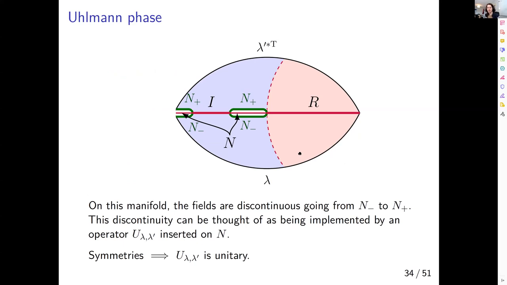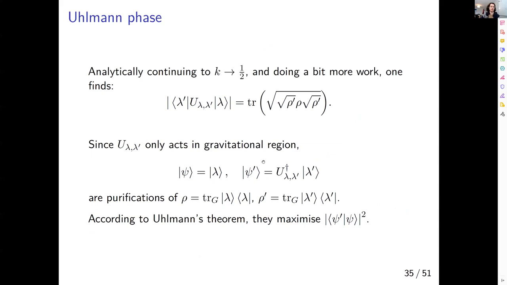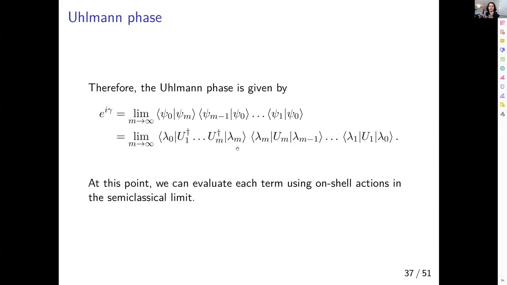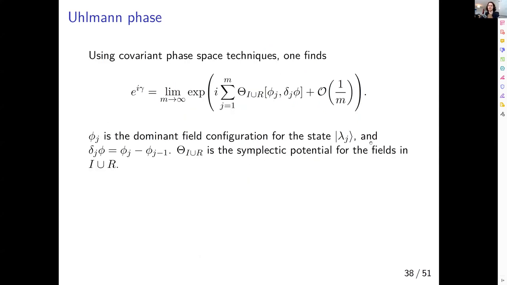So I'll skip a few details here. There's a formalism known as the covariant phase space formalism, which is a very convenient way of expressing the symplectic form of a field theory in terms of the on-shell action. And we can use that formalism to write the Uhlmann phase in this way. So we go from this expression to this expression. Again, I'm skipping some details, but the details are kind of the boring part.